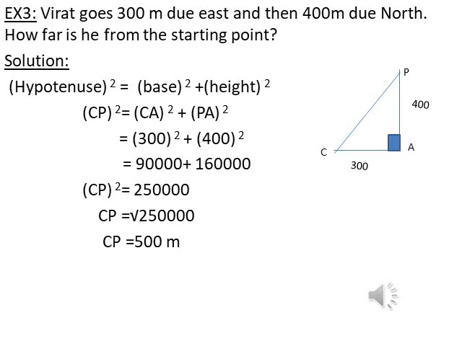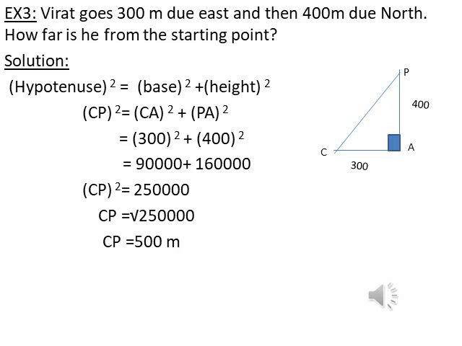So this is a right triangle. In this right triangle, CP is the hypotenuse. So I wrote CP square equals CA square plus PA square. Now for CA we will substitute 300 square, and for PA we will substitute 400 square. Now what is the square of 3? 9. So these 2 zeros will now become 4 zeros. So the square of 300 is 90,000.